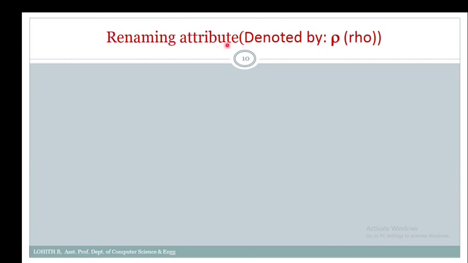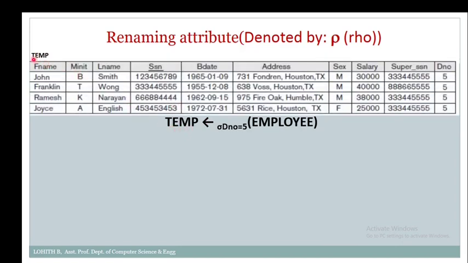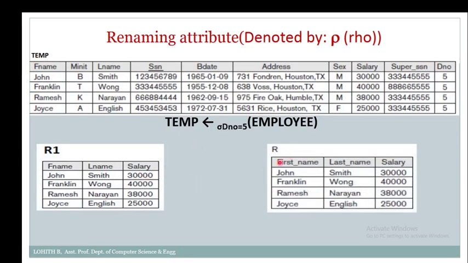Now let's see how to rename the attribute. Renaming the attribute can be done by making use of a notation called rho. Let me consider one more example, the same example, where I retrieve the rows of all the employees who belong to department number 5, and I will name that relation as temp. Yes, I named it as temp. Now, as in the previous problem, I need to retrieve the first name, last name, and the salary, and I need to make the resultant attribute R1.